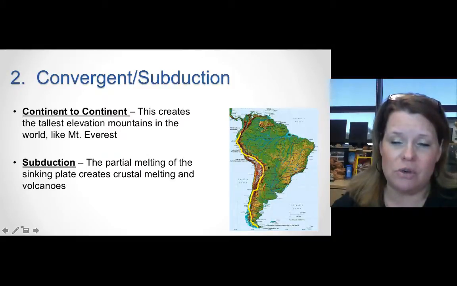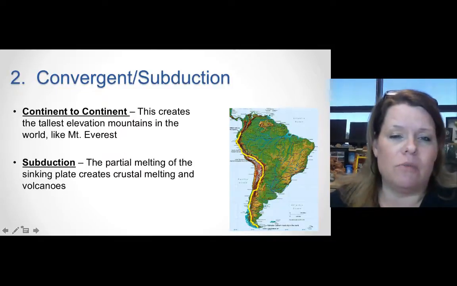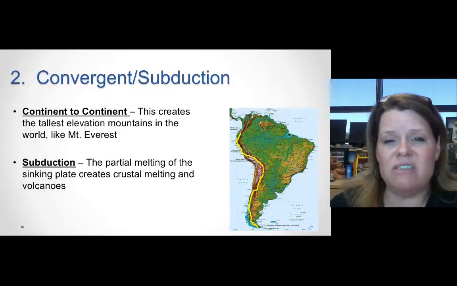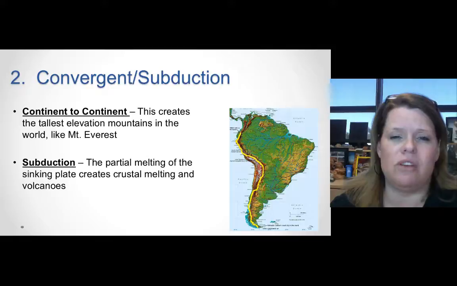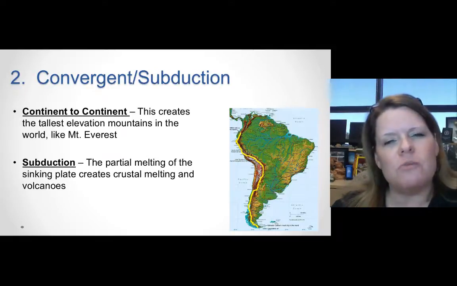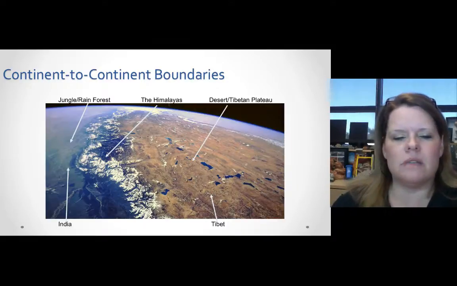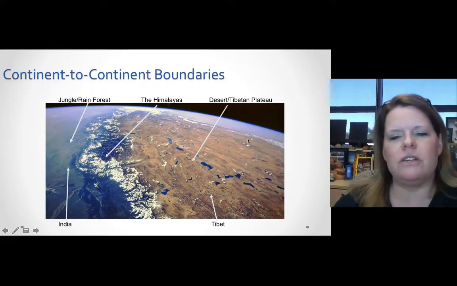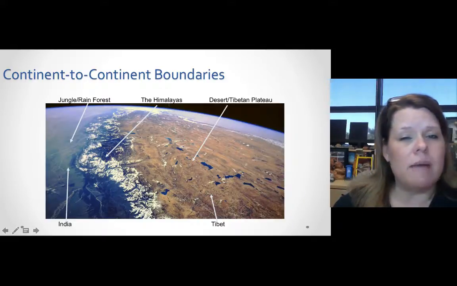The difference between the two is you have extreme volcanism with the subduction zone. I'm not saying you can't have volcanism with a convergent boundary where you have two continents smashing together. If you do, they'd be the worst of the worst because of the chemistry of the magma. It would be very explosive. So here's continent to continent boundaries. Look at how tall these mountains are. Basically what's happened is the Indian plate smashed into the Eurasian plate and uplifted the entire Himalaya mountain range.